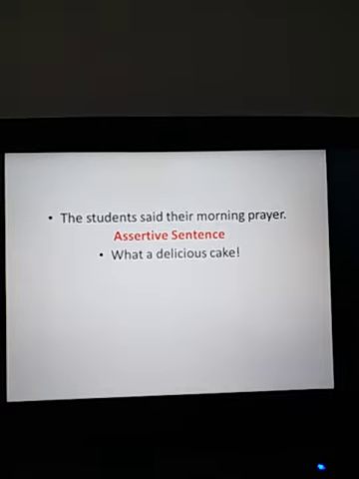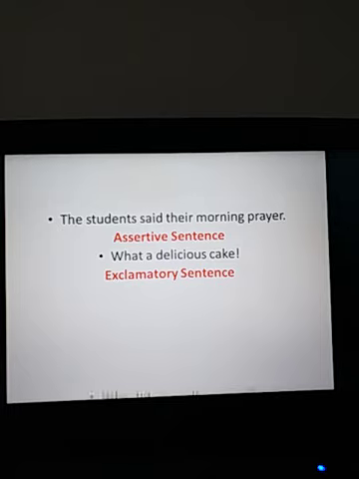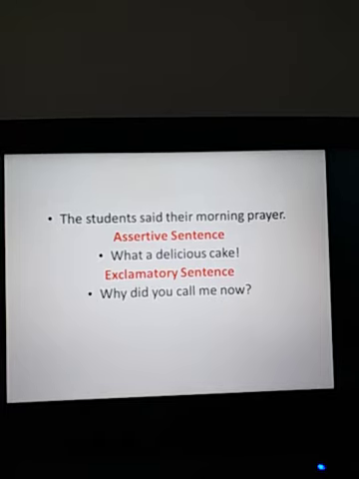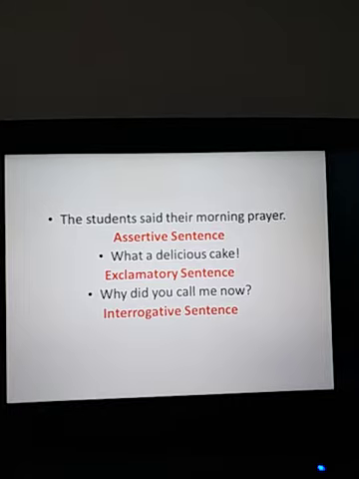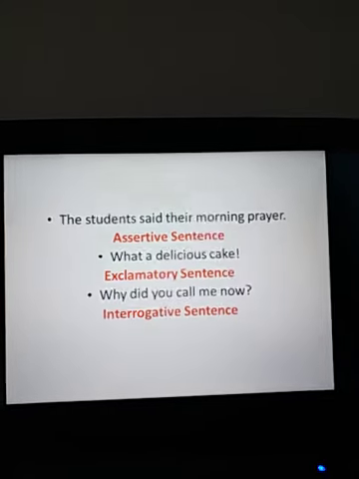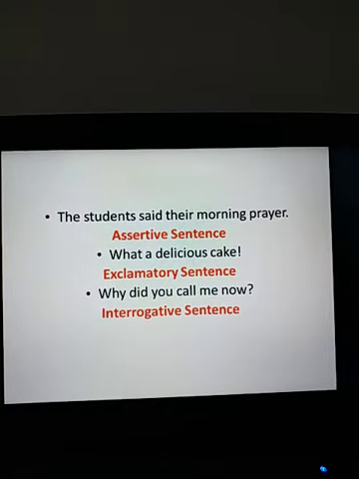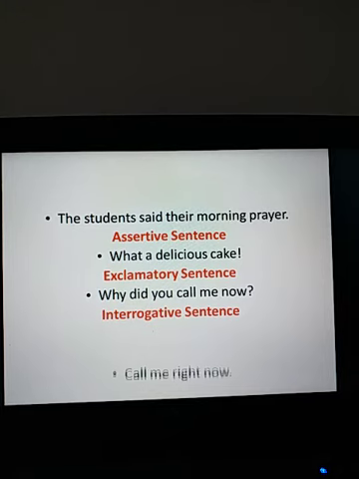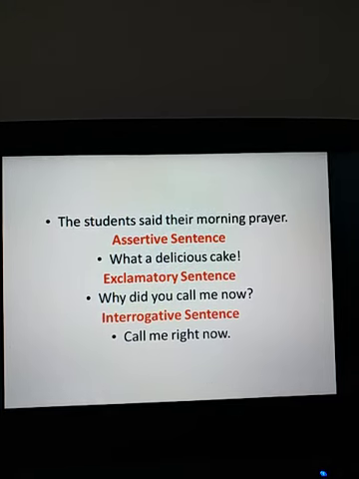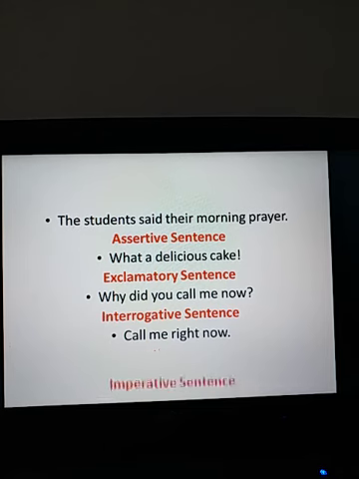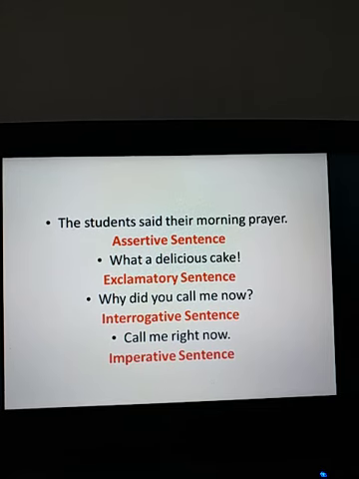What a delicious cake. Yes. Exclamatory sentence. Why did you call me now? Interrogative sentence because it is asking a question. It ends with a question mark. Call me right now. It is an imperative sentence.